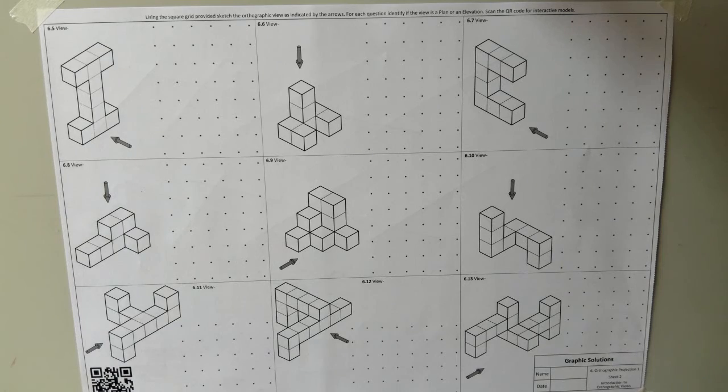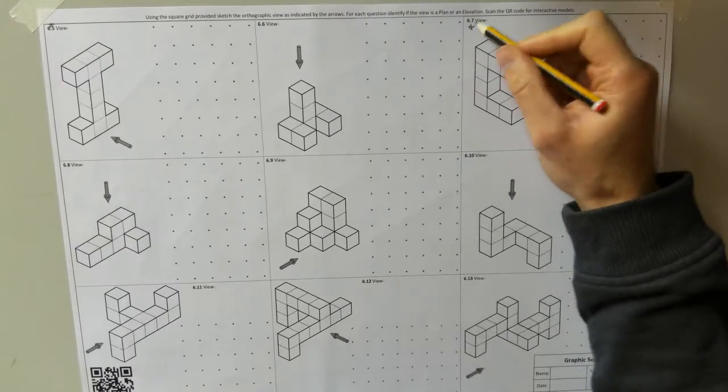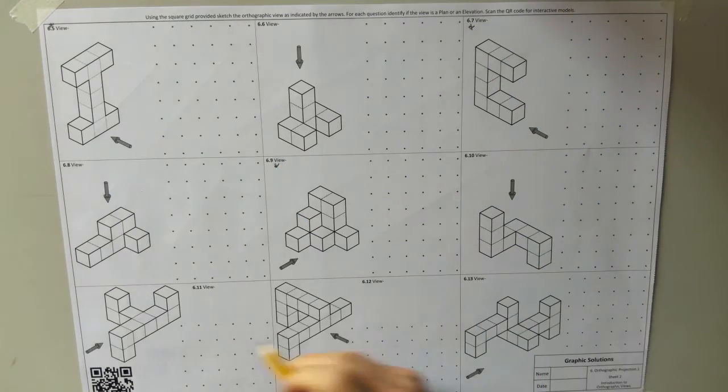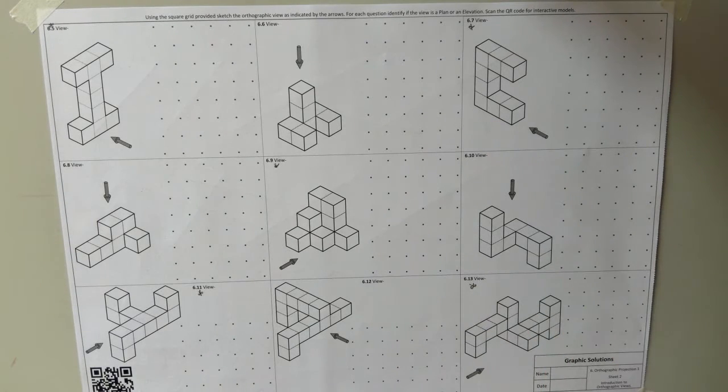Right, and for page 50, I told you to do activity 6.5, 6.7, 9, 11 and 13. But if you want to do the rest of them, you can. I just picked the odd numbers because there's enough of them on the page ready to do anyway.